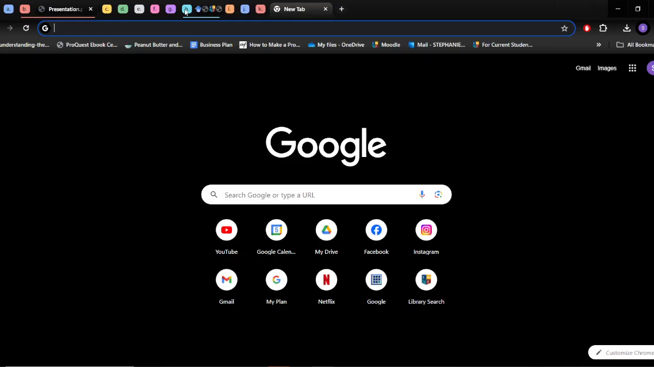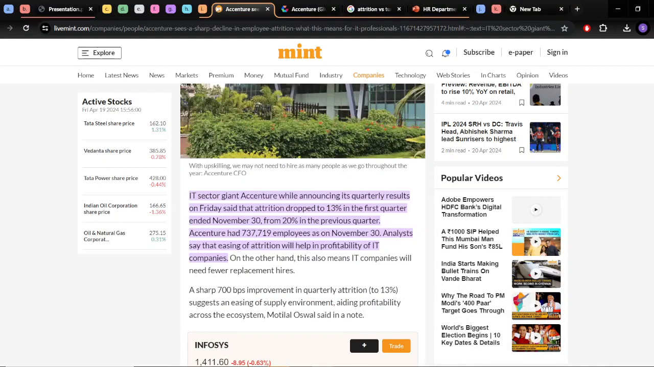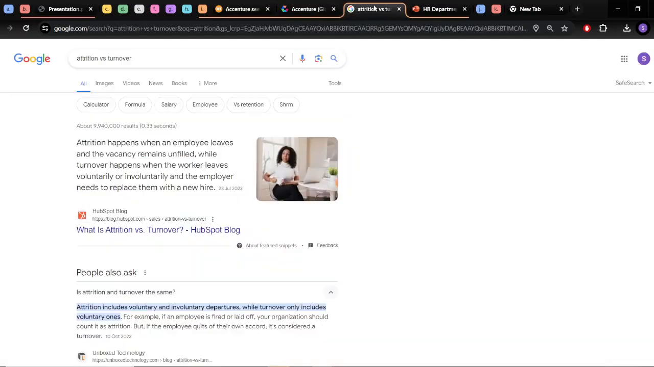All right, now a note on section 3. So just to explain section 3 to you properly, right? As we all know, Accenture. Yeah, it's a good company. It says their attrition dropped to 13%, right? I don't know what attrition means.